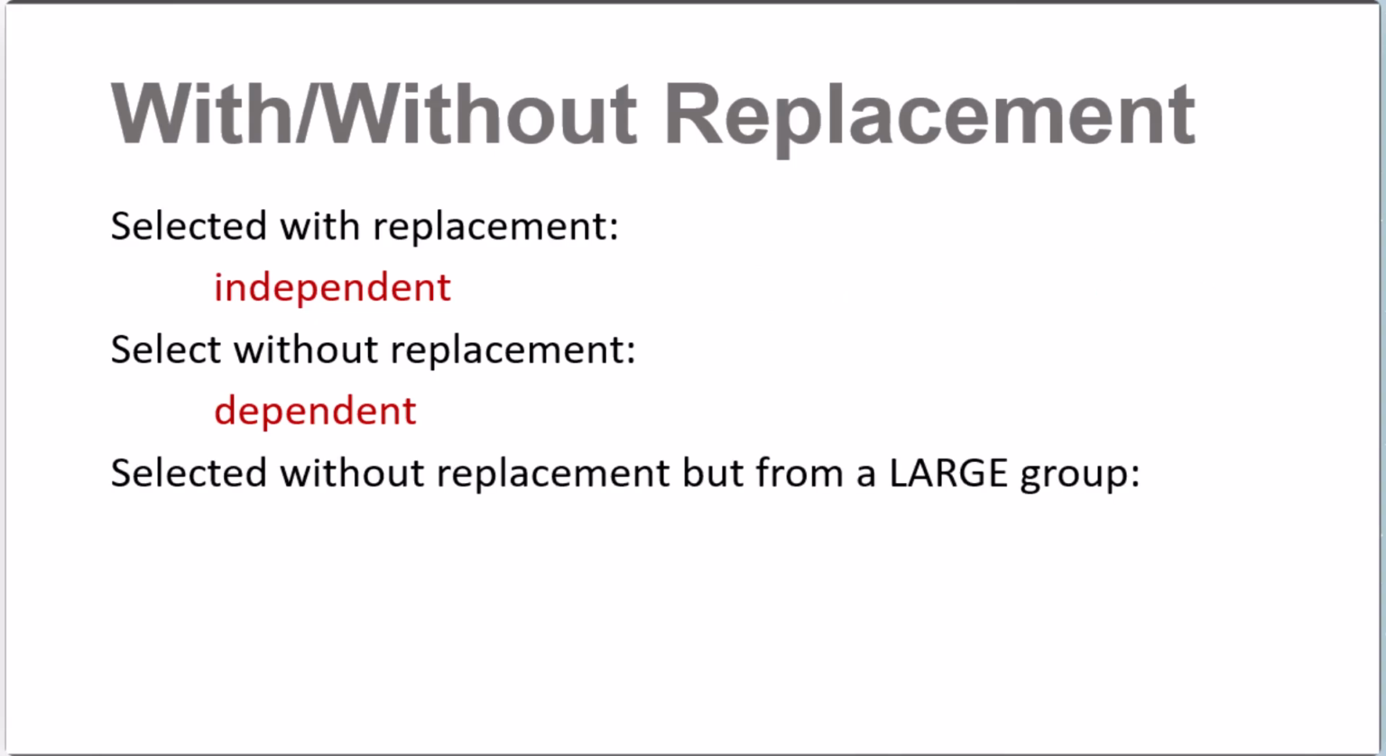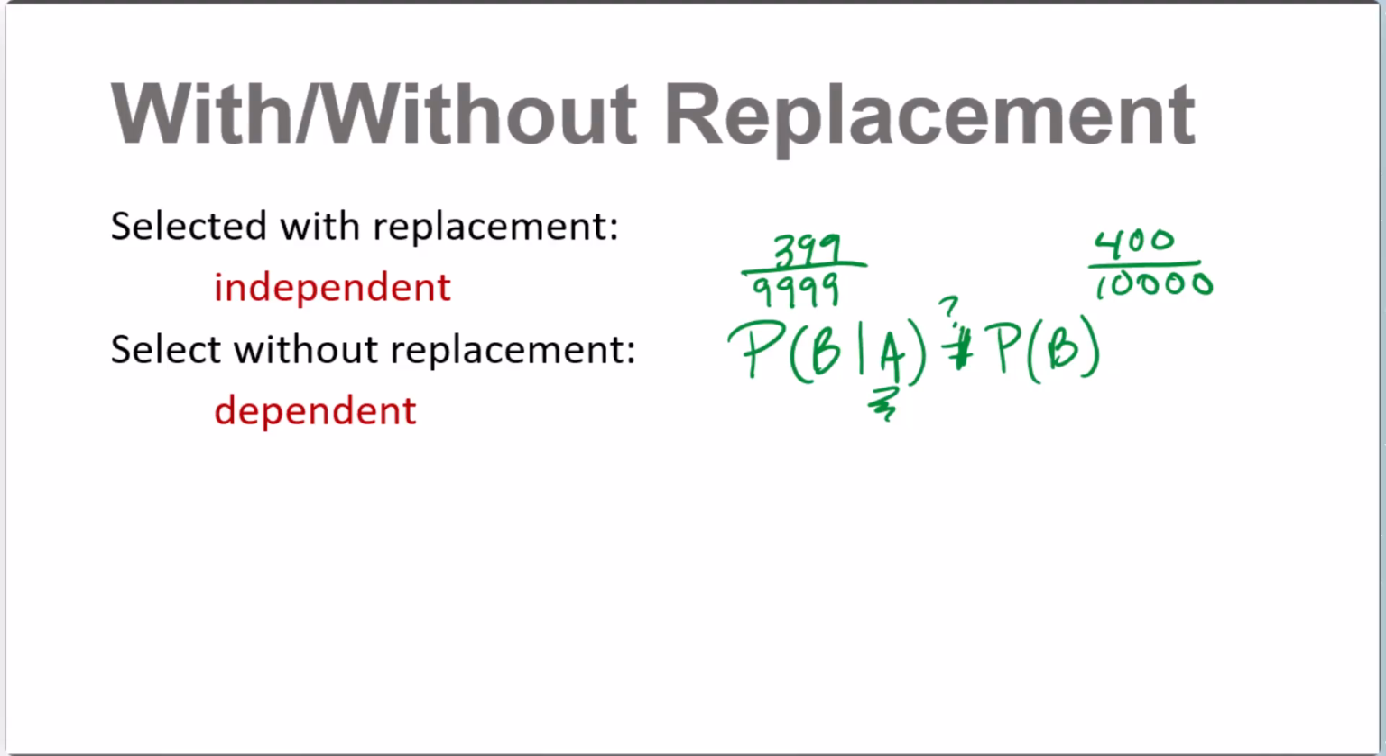However, in this case, we did select without replacement, or likely did, but because we're selecting from such a large group, if I think about these different probabilities, 400 out of 10,000 and 399 out of 9,999, these probabilities aren't the same, but they're practically the same. They're extremely close together because I'm not really affecting the pool or the probability of my second selection much.